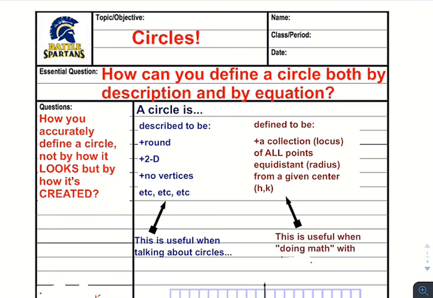The reason this definition has to be paired with the descriptive definition is because it's more useful when you quantify or just simply do math with circles. In terms of our work, this is what we're going to lean on. Of course, we should always be able to describe a circle, but if we're going to do any really meaningful work, we have to be able to define one too.